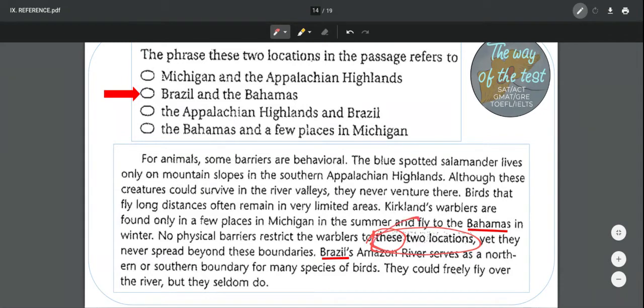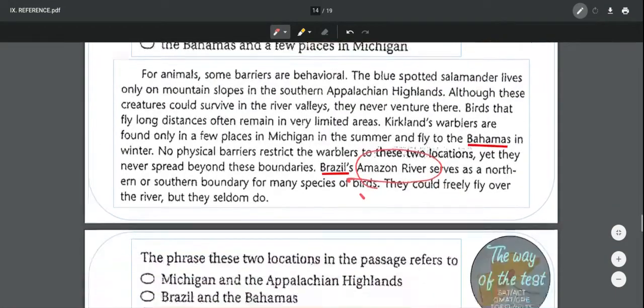Another reason why it's not this is because I'm not even talking about Brazil. I'm talking about Brazil's Amazon River, and this is very important. As soon as I put the apostrophe S, as soon as I put the possessive on Brazil, Brazil is no longer my subject. Brazil is just there to mention to which country the Amazon River belongs. So the actual subject is the Amazon River, not Brazil. Okay, and this is a very common mistake. Be very careful. Am I talking about Brazil or am I talking about whatever belongs to Brazil? So it's not this one.